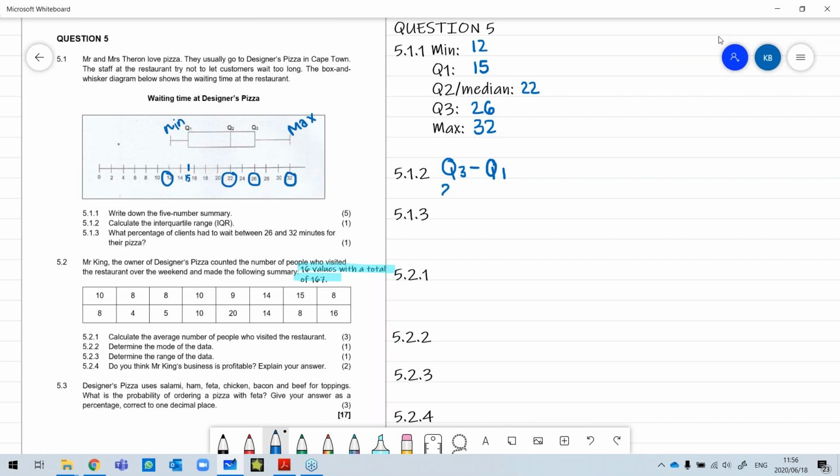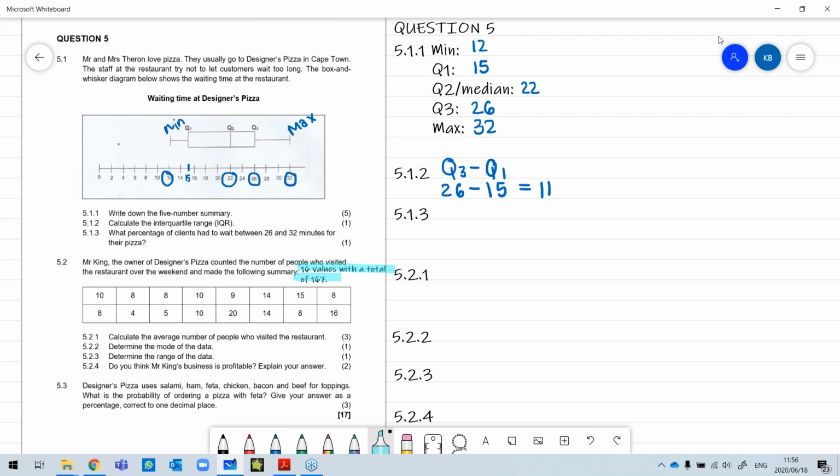So that's going to tell us to say 26 minus 15, which gives you a difference of 11. Question 5.1.3, what percentage of clients had to wait between 26 and 32 minutes?